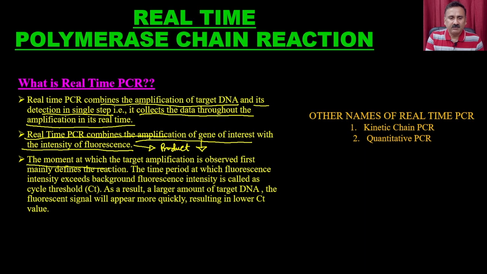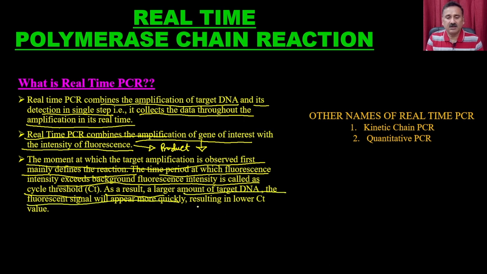The moment at which the target amplification is first observed mainly defines the reaction. The time point at which the fluorescence intensity exceeds the background fluorescence intensity is called the cycle threshold, or CT value. As a result, with a large amount of target DNA, the fluorescence signal will appear more quickly, resulting in lower CT values.